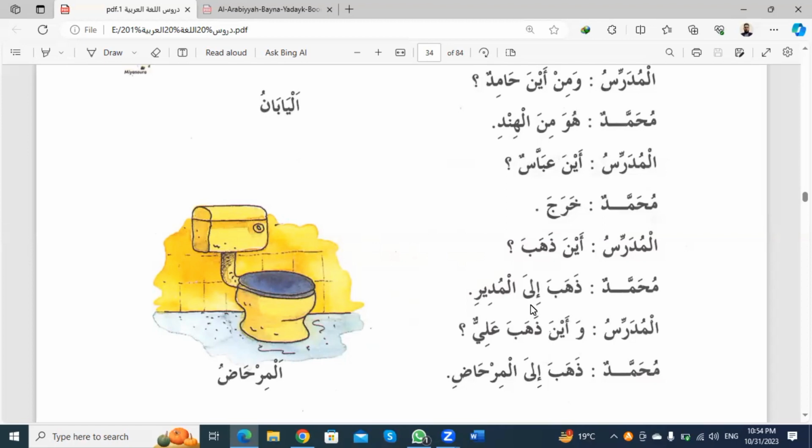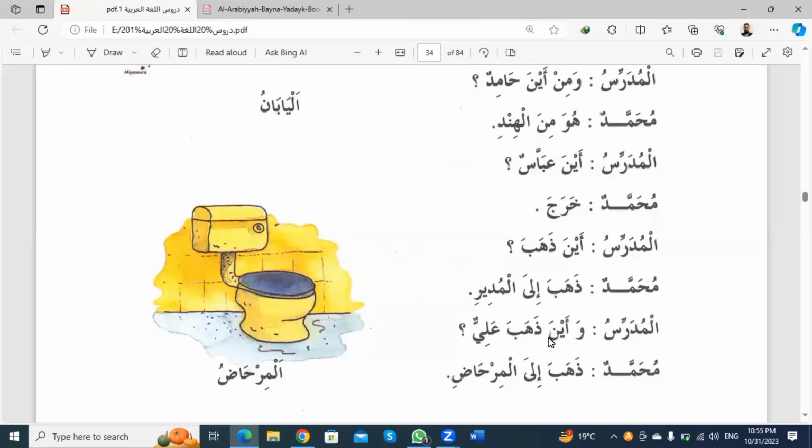Got it? Zahaba is the past tense which means went. He went ila, towards, al mudir, principal. He went towards the principal, to meet the principal. Wa means and. Sorry, I said aina. Wa means and. Is it clear? Yes, sir. Wa means and, aina means where.